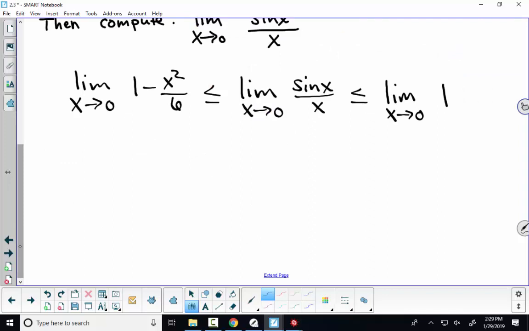Y'all okay with that? So we just insert the limit into our inequality and compute the limit on the left, because this one is unknown at this point. We don't know that one. X is going to 0, so what does the left-hand limit give us? 1, because as x goes to 0, we have 0 over 6. So that whole thing is 0, which means the limit is 1 minus 0.